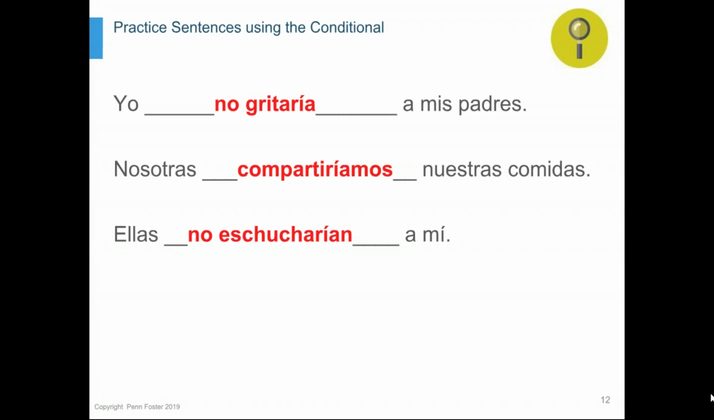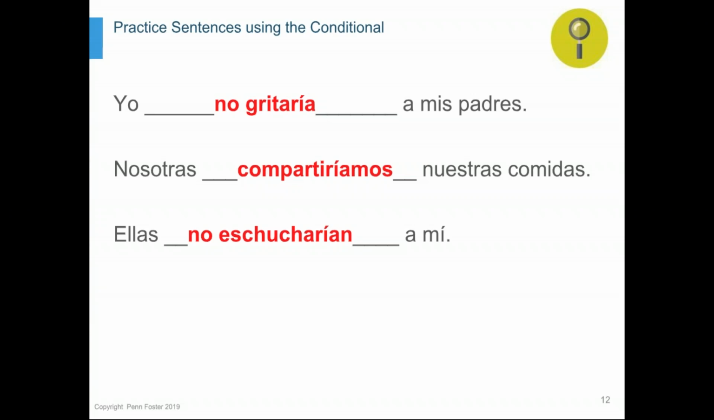Okay, again, you see the infinitive ending AR in the first and third example, and you see the infinitive ending IR in the second and the middle example. They stay attached to the stem, and then we simply add the conditional endings we saw on the previous slide to that full verb to form the conditional tense.